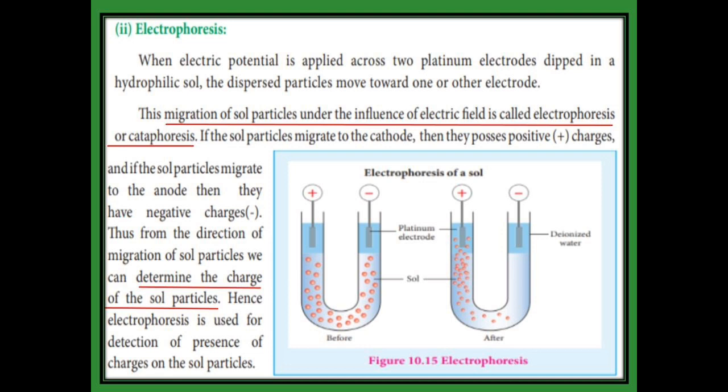Electrophoresis. We will see the definition later. First see the diagram. In that diagram, the blue color in the U tube is the dispersion medium, which is present in the larger proportion. The less proportion, the red particles, is the dispersed phase or sol particle.